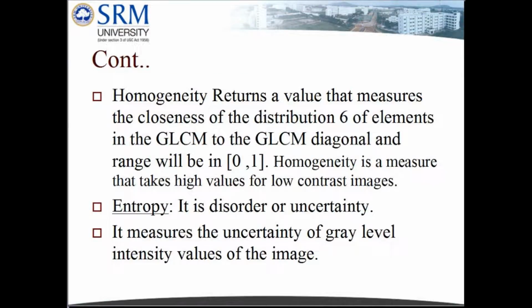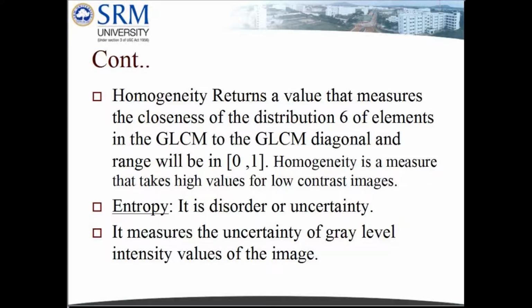Next is homogeneity. Homogeneity returns a value that measures the closeness of the distribution of elements in the GLCM to the GLCM diagonal, and the range will be either 0 or 1. Homogeneity takes high values for low contrast images. Entropy is a disorder or uncertainty. It measures the uncertainty of gray level intensity values of the image.